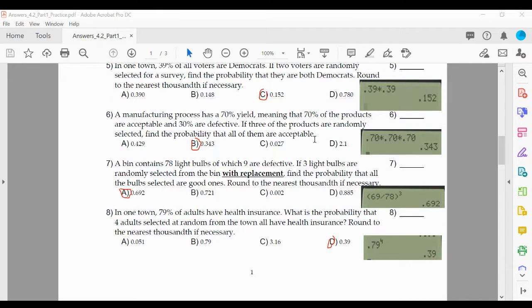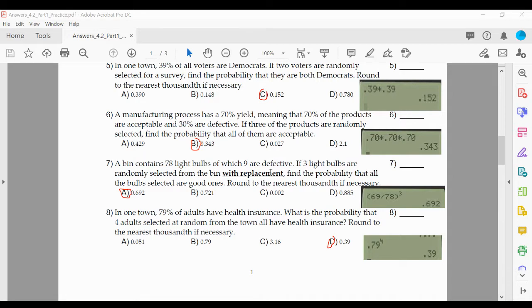Number 7, slightly similar. The thing is now you're doing this with replacement. What replacement means is you're starting all over again. The probability of getting a good light bulb, if there's 78 and 9 are defective, well, obviously 69 must be good ones. That's what he's not telling you. If he tells you how many are defective, it's not that difficult to figure out how many of them are good if you know there are 78 all told. There's 69 that are good light bulbs.